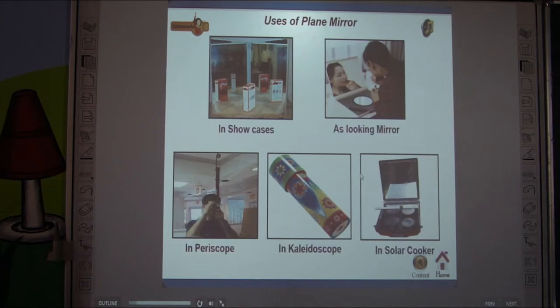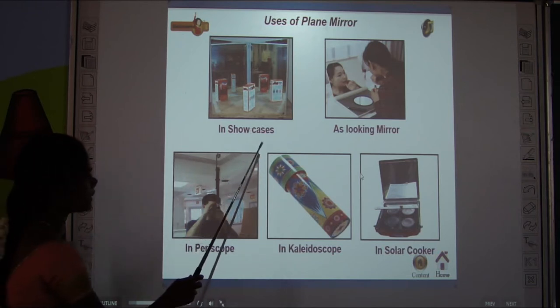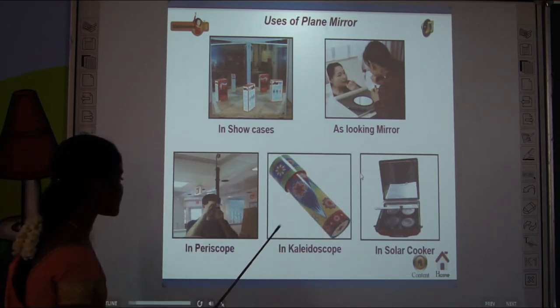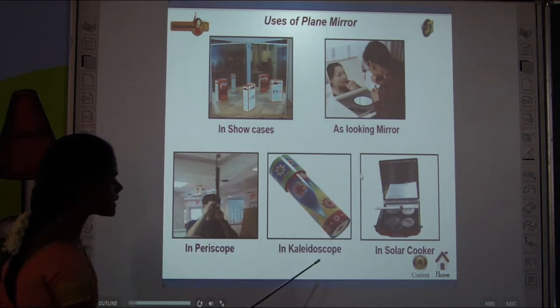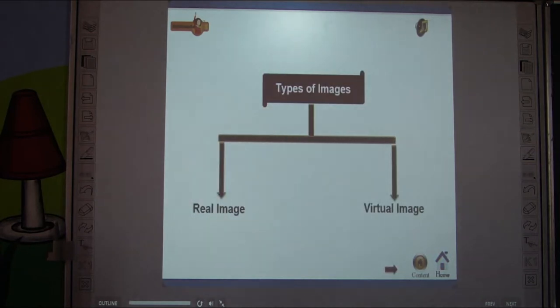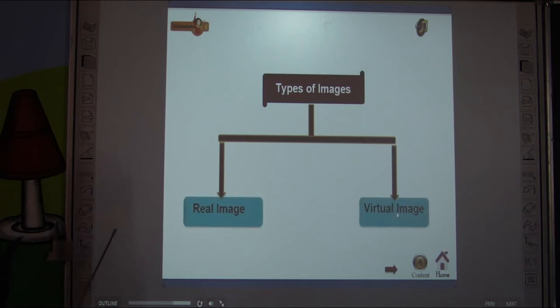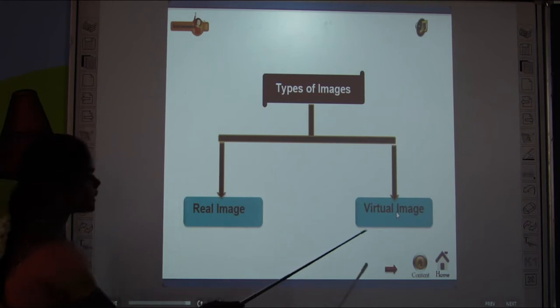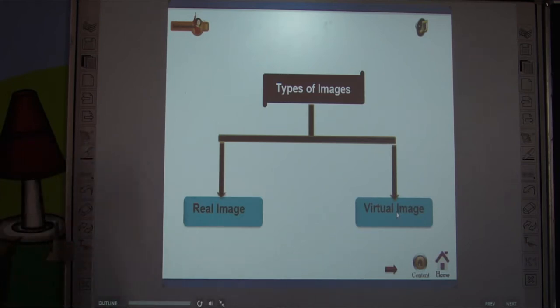What are all the uses of plane mirror? See, plane mirror is used in showcases as a looking mirror, in periscope, in kaleidoscope and in solar cooker. So these are all the uses of plane mirror. And the next one, what are all the types of images? There are two types of images. One is real image and the other one is virtual image.